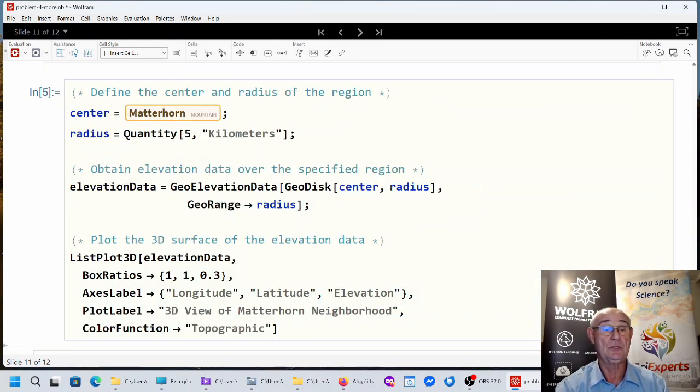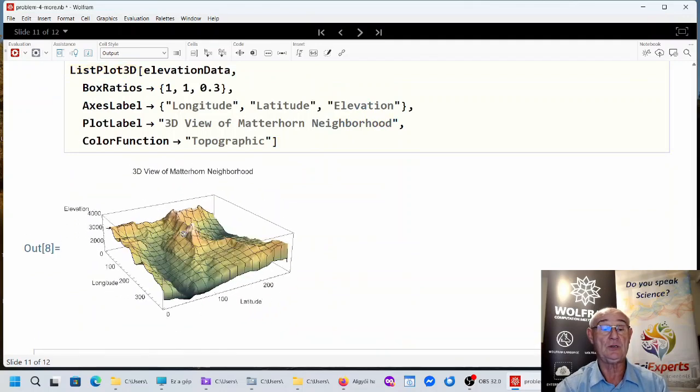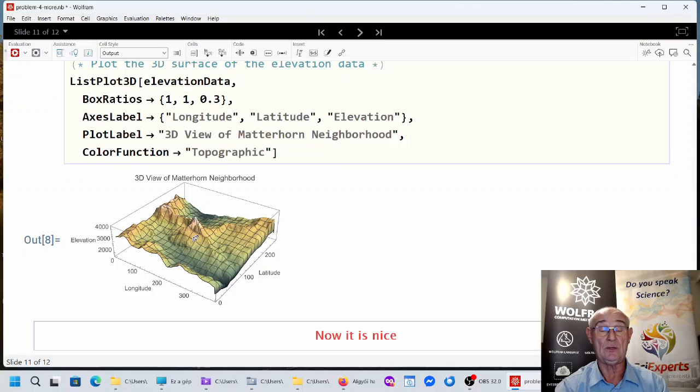Hopefully it runs, but it takes time because there are too many data elements. And now I get a nice three-dimensional picture of the Matterhorn. I hope you can recognize it. So now it is nice. From this example you can see that finding a good result is sometimes not easy, because really the problem is not easy, the programming techniques are not simple.